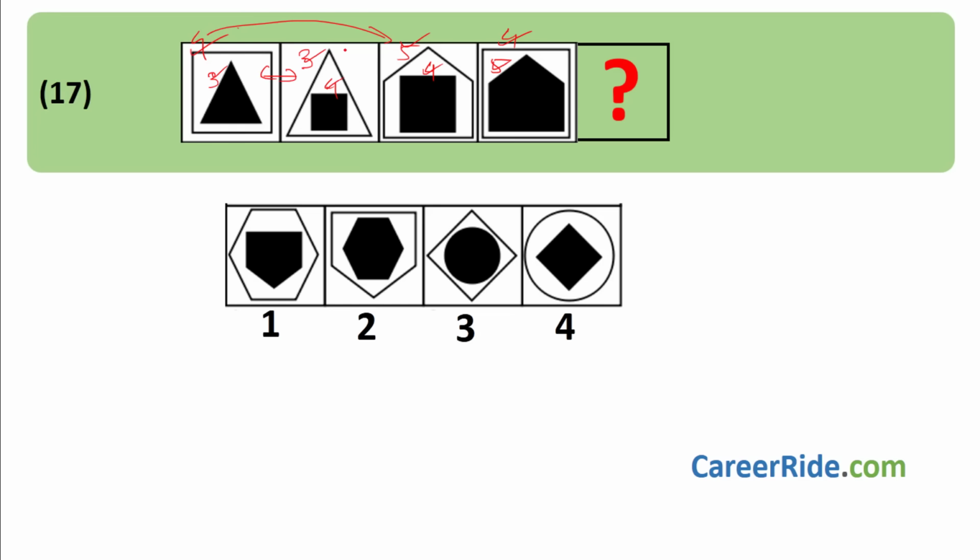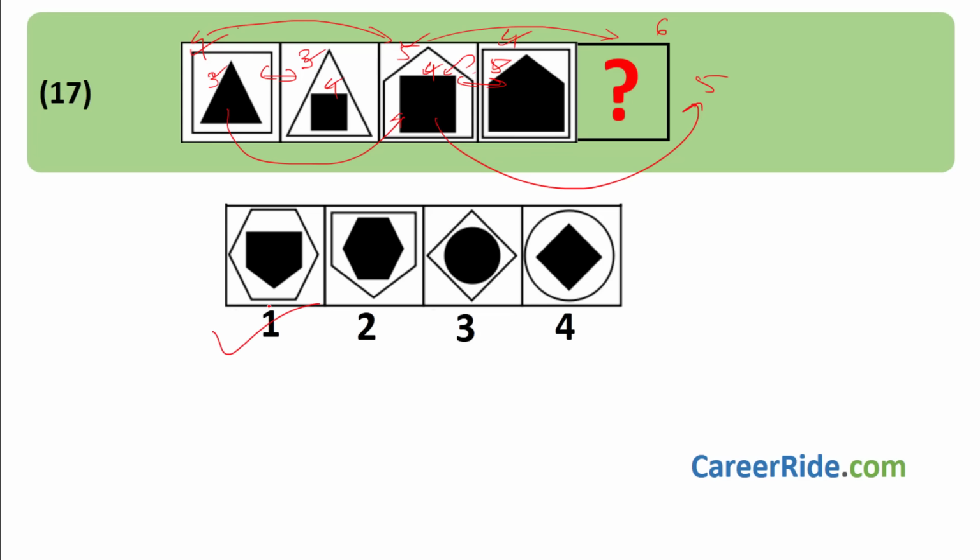Then the third figure, here the 4-sided becomes 5-sided, and the 3-sided becomes 4-sided. Okay, correct? Again this becomes interchanged. The pentagon comes inside, the square goes outside. So now this 5-sided figure should become a 6-sided figure over here, and the inside 4-sided should become 5-sided, right? So what we will have is a 6-sided figure outside, and this is the answer.